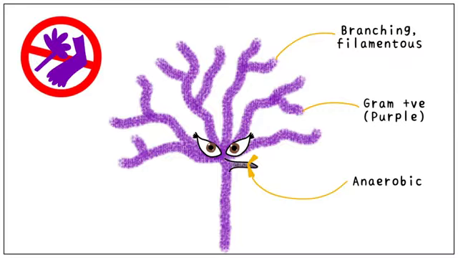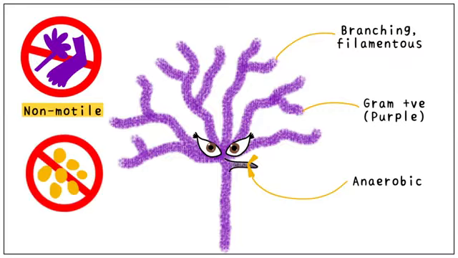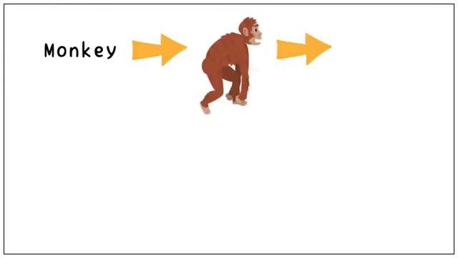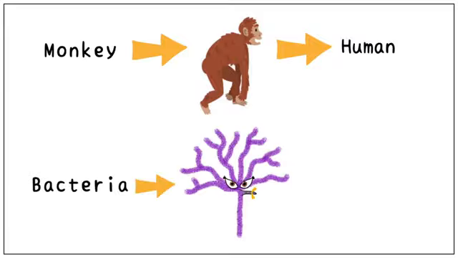It does not have any hands or legs and it is a non motile organism. Remember, it does not form spores and is a non sporing organism. Just how apes are an intermediate between monkeys and humans, actinomyces are an intermediate between bacteria and fungi when it comes to their properties. The disease caused is known as actinomycosis.